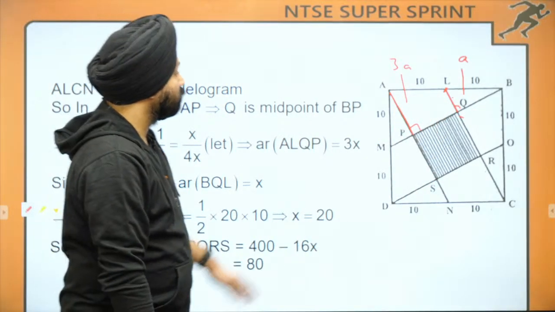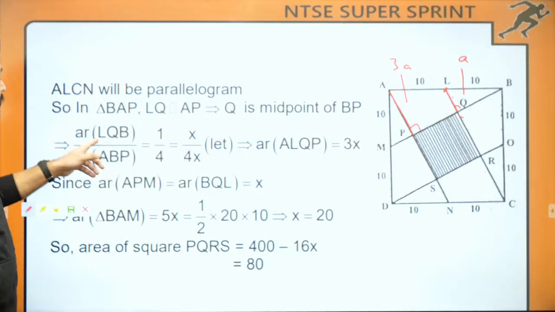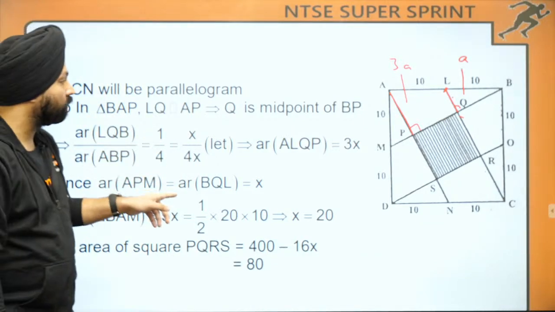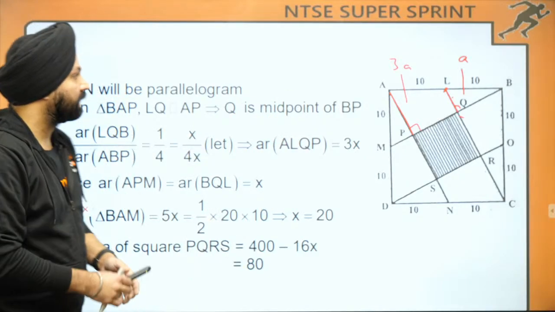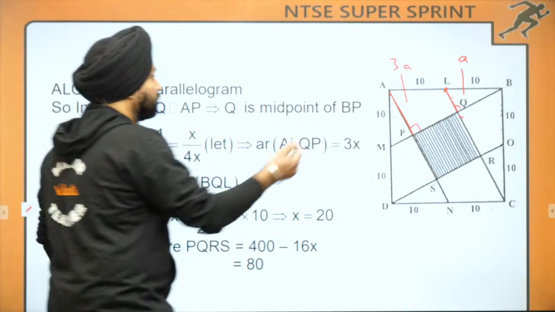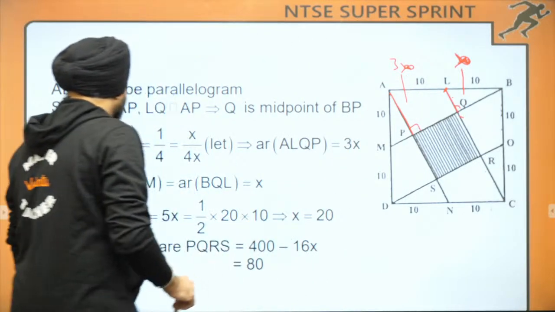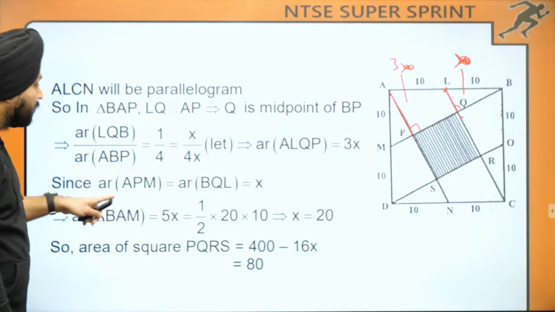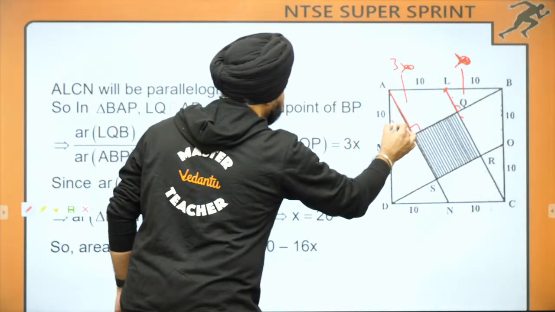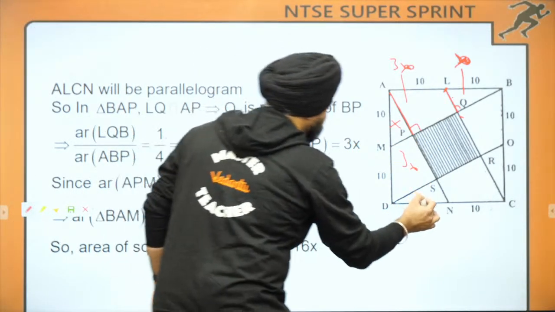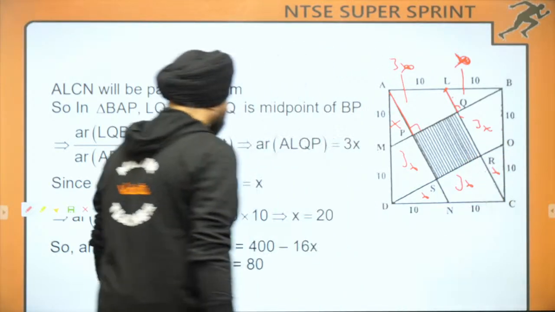In this manner, you can label and you can proceed also. I have done that part over here also. You can see LQB by ABP, that is 1:4. So अगर आप किसी एक एरिया को X मानते हैं, तो ALQP का एरिया, मैंने वहां पे A लिख दिया, आप इसको X भी लिख सकते हैं. This is X and this is 3X, right? Once that is known to you, he says triangle APM is also same. इसको भी आप X मार्क करेंगे, इसको भी 3X मार्क करेंगे, right?